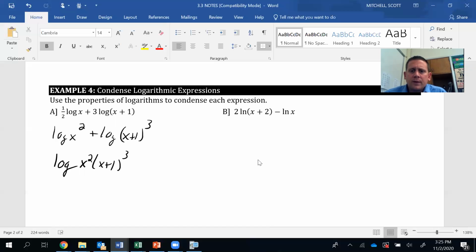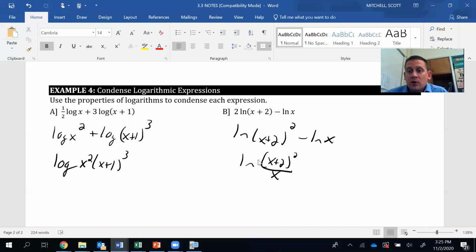Let's take a look at letter B. We have 2 natural logs separated with subtraction. They're going to go together with division. But now we need to deal with this 2. So we're going to write this 2 as a square. So now I have two natural logs being subtracted. That's going to turn into one natural log with division. So you have the top, and then you have the bottom.